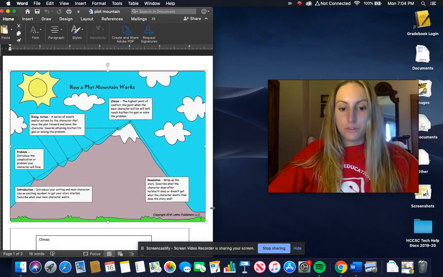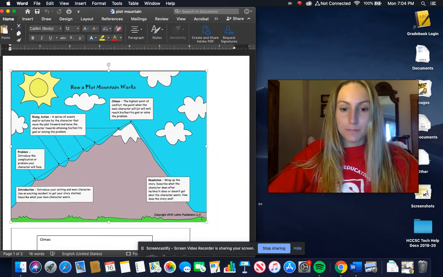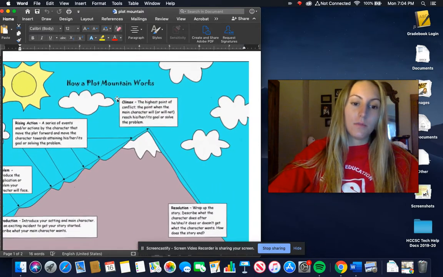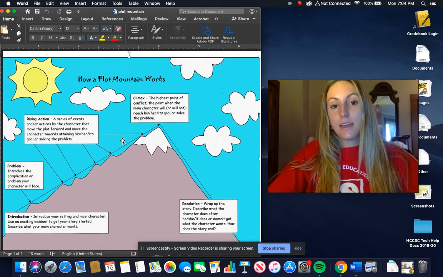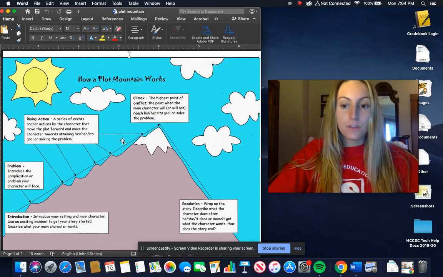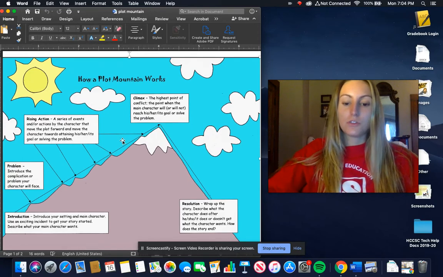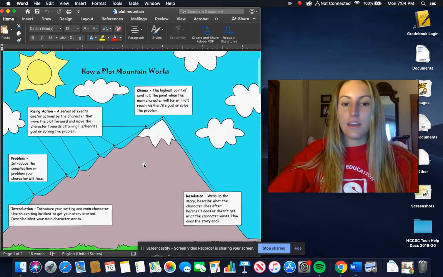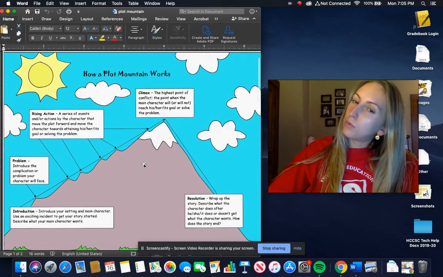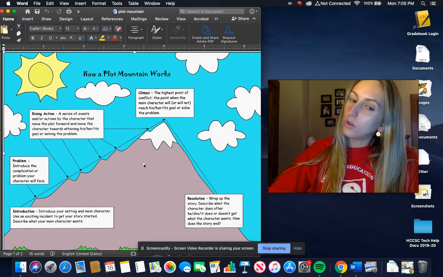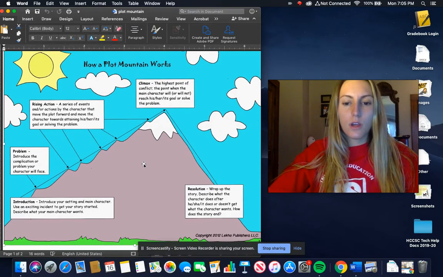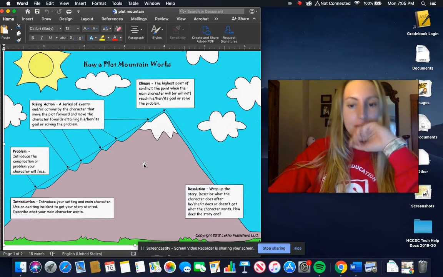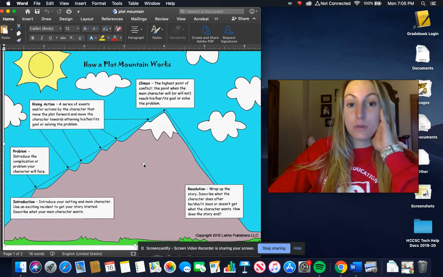Today we are talking about the plot of a story. Obviously we already know that the plot of a story is what takes place in the story. Usually in most stories there is an order in which the plot goes. So we are taking a look at something called a plot mountain. Some of you might have heard of this already.